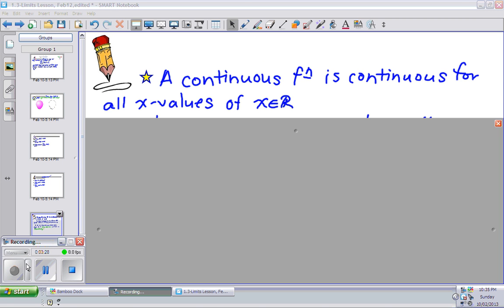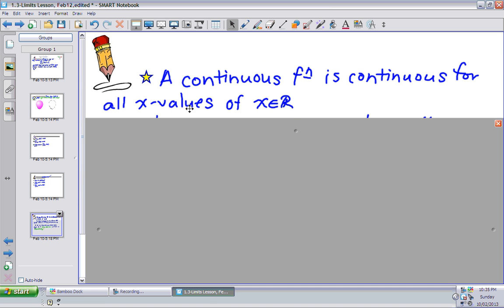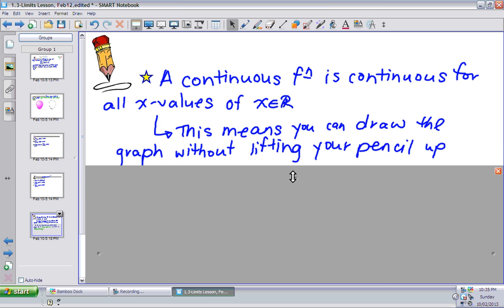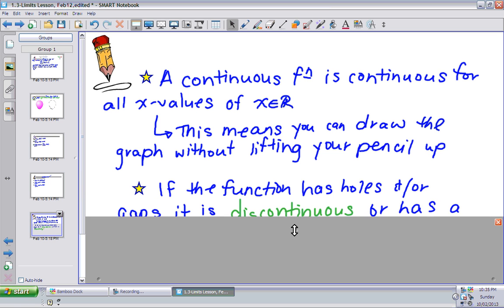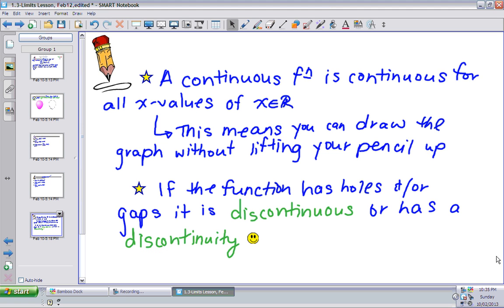Now, what does a continuous function mean? Yes, it means that all these things must be true. However, it also means that a continuous function must be continuous for all x values. For example, x belongs to all real numbers. And so what that actually means is that you can put your pen on the graph, and if you can draw your pen along the entire graph without lifting your pencil or your pen, then that means that the graph is continuous. If you have to lift it off of the graph because there's a hole there or a gap there, this is said to be discontinuous, or it has a discontinuity.